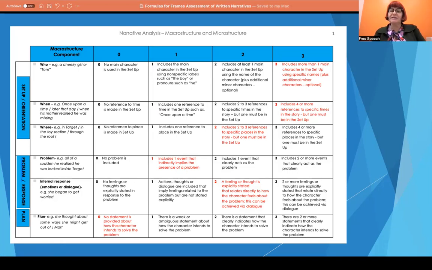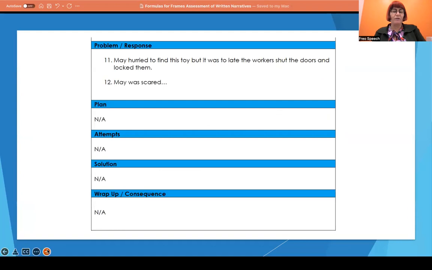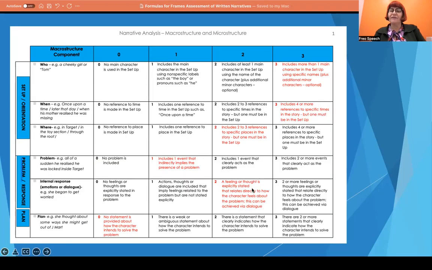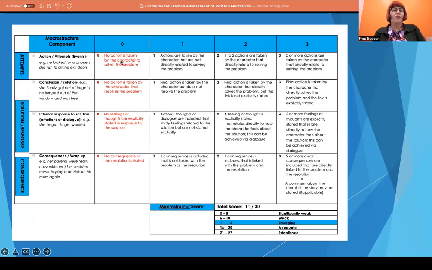If she'd gone on to say she was locked inside Target for the night, it would have afforded her more marks. She did say, so we go back here, she did say May was scared. So she got a feeling or thought that was explicitly provided. But thereafter, nothing. No plan, no action, no solution, no consequence. So she got a score of 11.